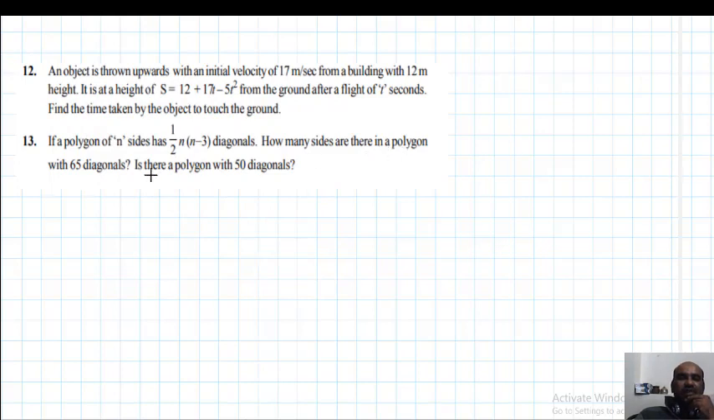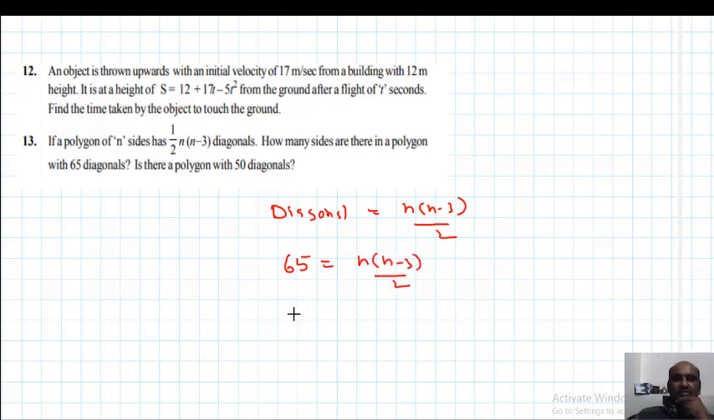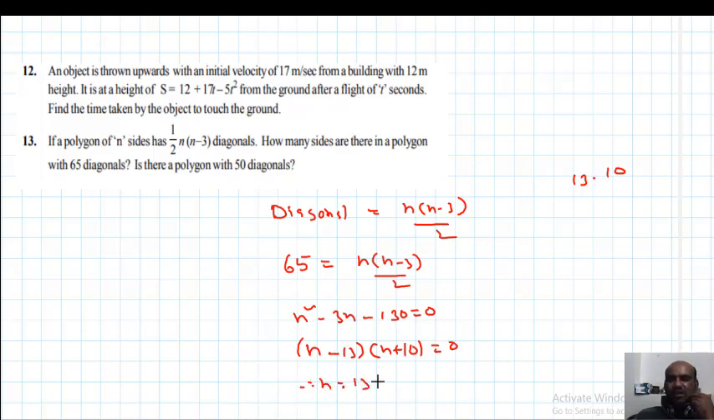How many sides are there in a polygon if it has 65 diagonals? Diagonals equal to n into n minus 3 by 2. The diagonals are given as 65. You want to find the number of sides of that polygon. So n square minus 3n minus 130 equal to 0. You want to solve this. 13 tens are 130, satisfying. So n minus 13 into n plus 10 equal to 0. You can cross check now, that is not a big problem. Therefore n equal to 13 or minus 10, but you can't take n equal to negative, no? The number of sides should be positive.